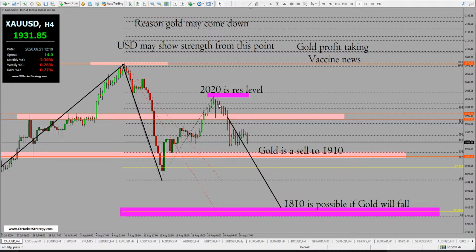And since we are up here, we did give this signal, which gave about $30 profit. Congratulations, guys. And we said the reason for gold may come down is USD may show strength from this point and gold profit taking. So big companies, hedge funds, investment, they will take profit from the gold long buys, okay? And if we get any vaccine news, gold will go back to 1800 immediately. Okay, immediately it will go back to 1800.